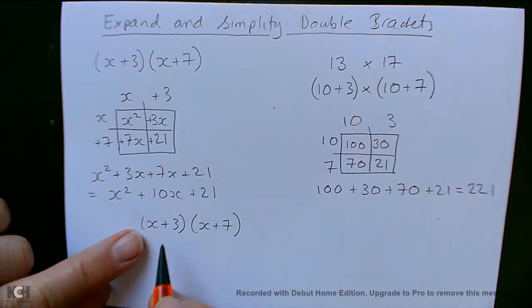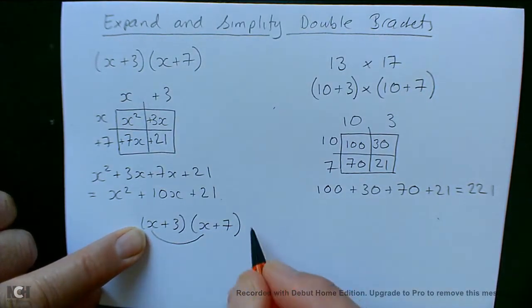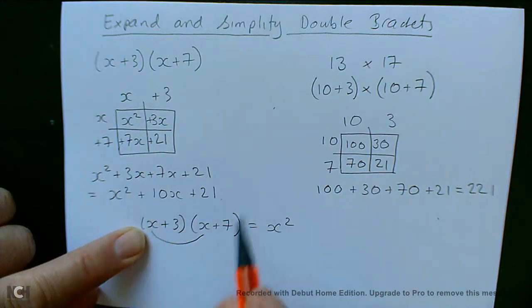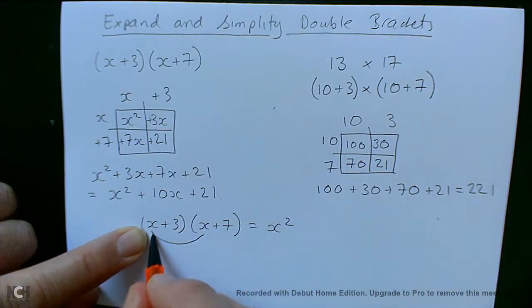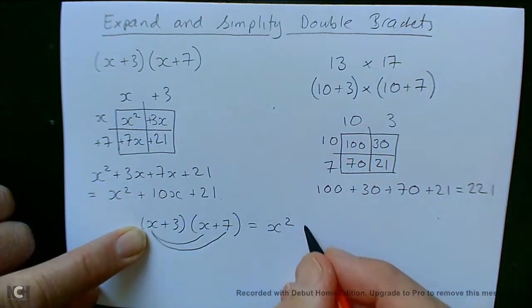What you do is you focus on this x and you multiply it by the other x to give you x squared. And effectively what I've done here is I've got the number which will be in this cell. Then I'm still focusing on this x, I'll multiply it by the positive 7, giving me what will be in this cell.